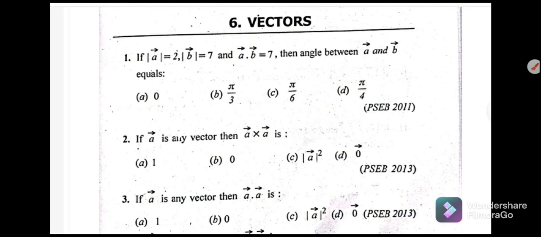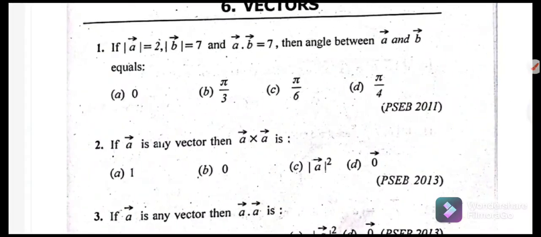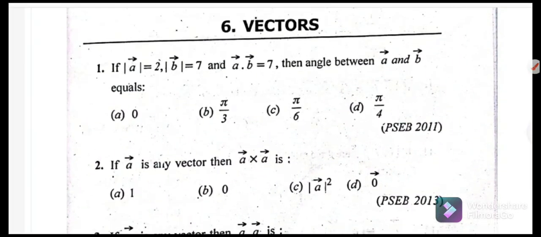Today we will discuss very important MCQs of vectors of previous papers. So let's begin. First question is, if modulus of A vector is 2 and modulus of B vector is 7 and dot product of A and B vectors is equal to 7, then angle between A and B equals.